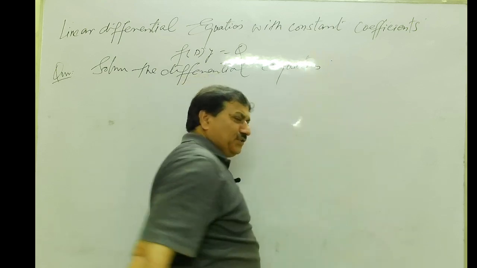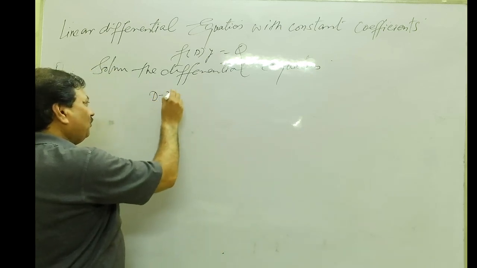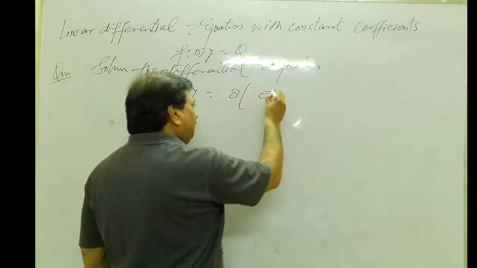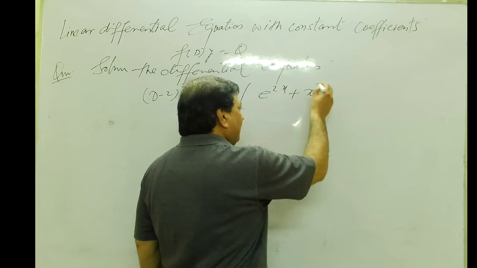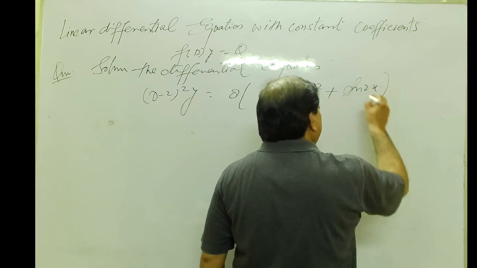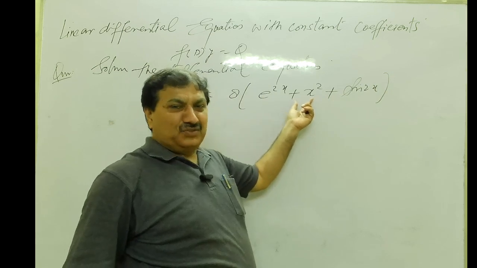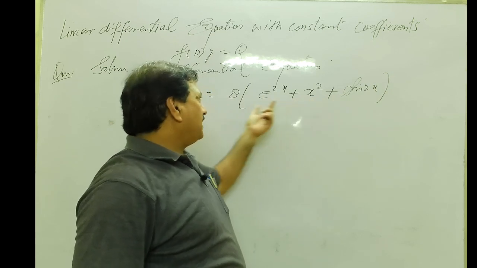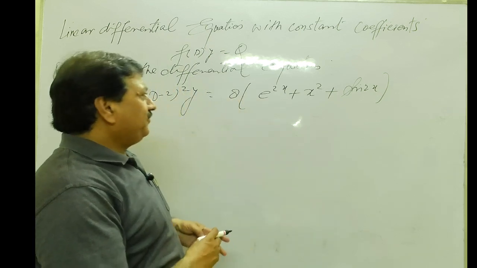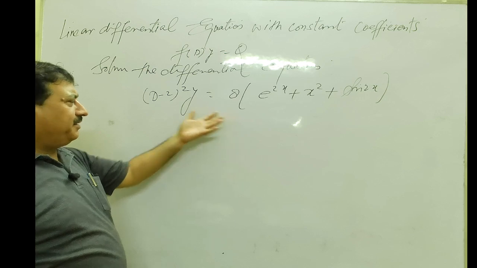My question is (D minus 2) whole square y is equal to 8 e power 2x plus x square plus sine 2x. Sine 2x is a trigonometric function, x square is an algebraic function, and e to the power 2x is the exponential term. This is the right hand side and this is the left hand side. This is the differential equation.